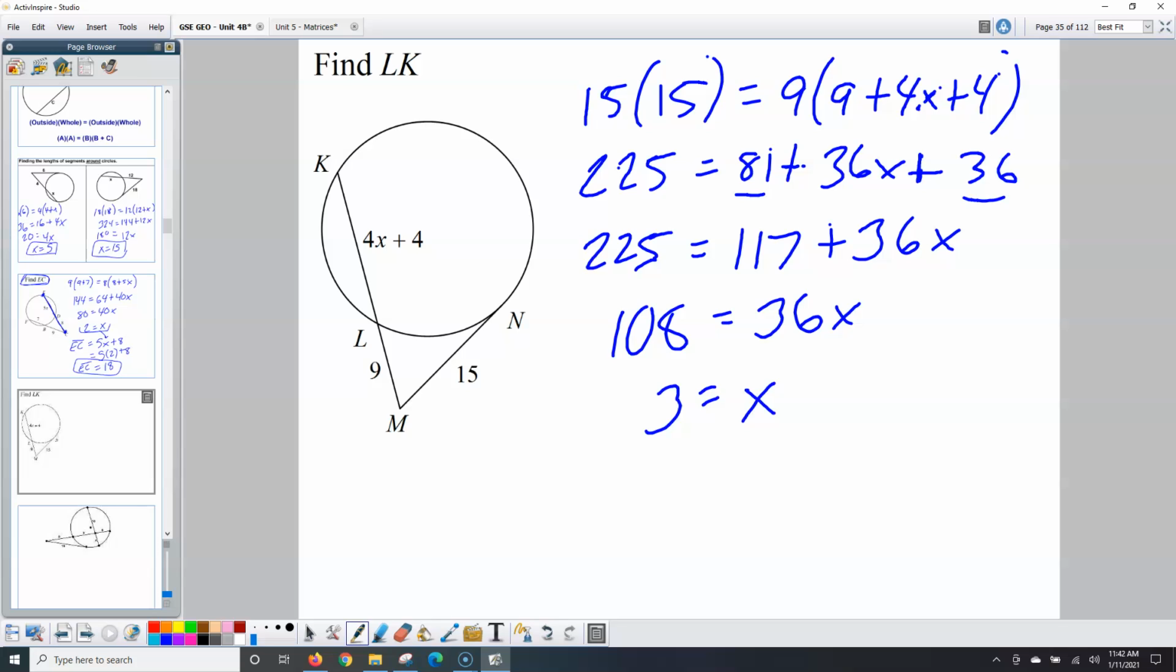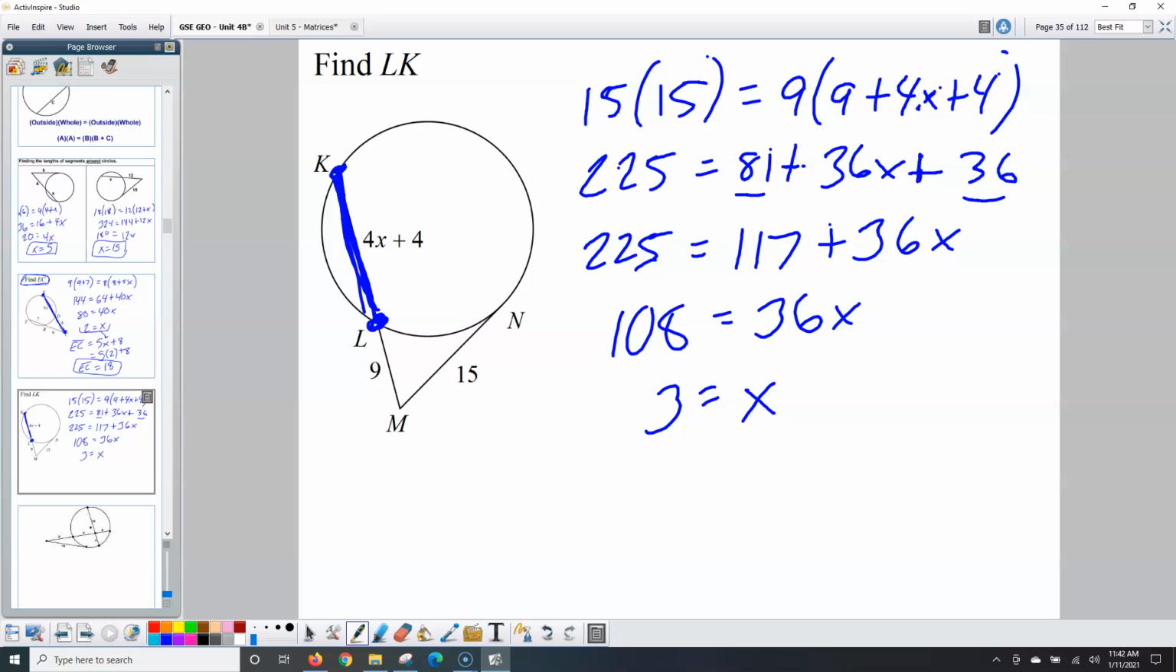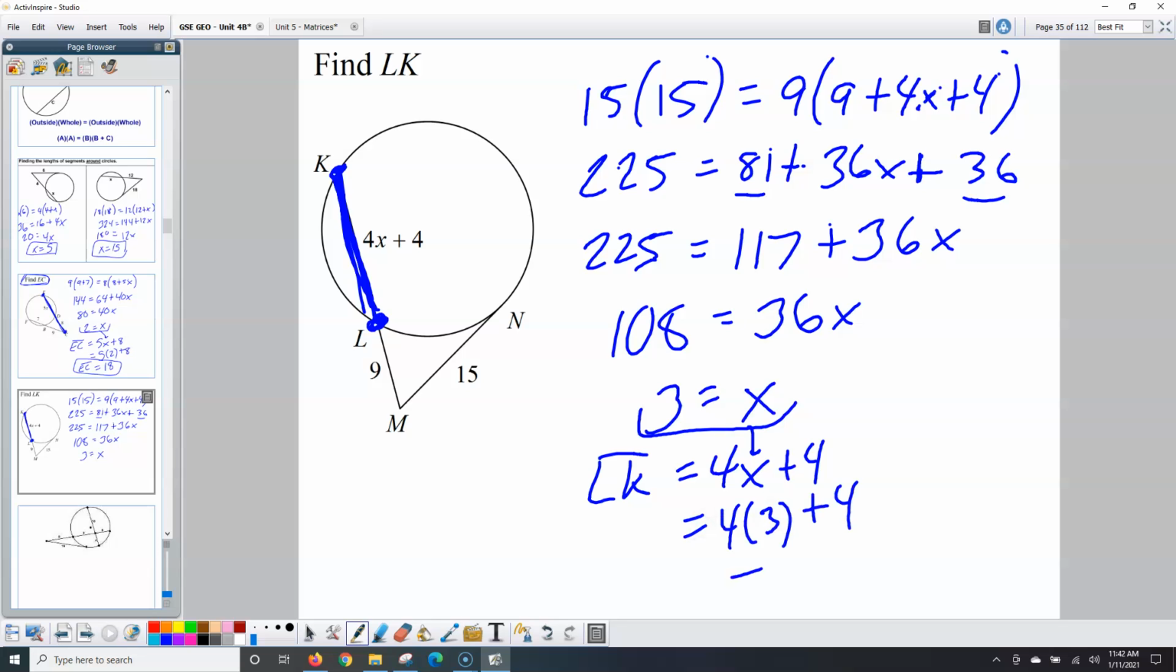So once again, that's not my answer because I'm looking for LK. So L is right here. K is right there. So I want to know that segment right there. So this one's smaller than the last. The last one I was doing this whole side over here. This one's just this part. So I've got LK is equal to 4x plus 4. I'm going to take that x equals 3 and plug it in right there. That's 4 times 3 plus 4. That is 16.